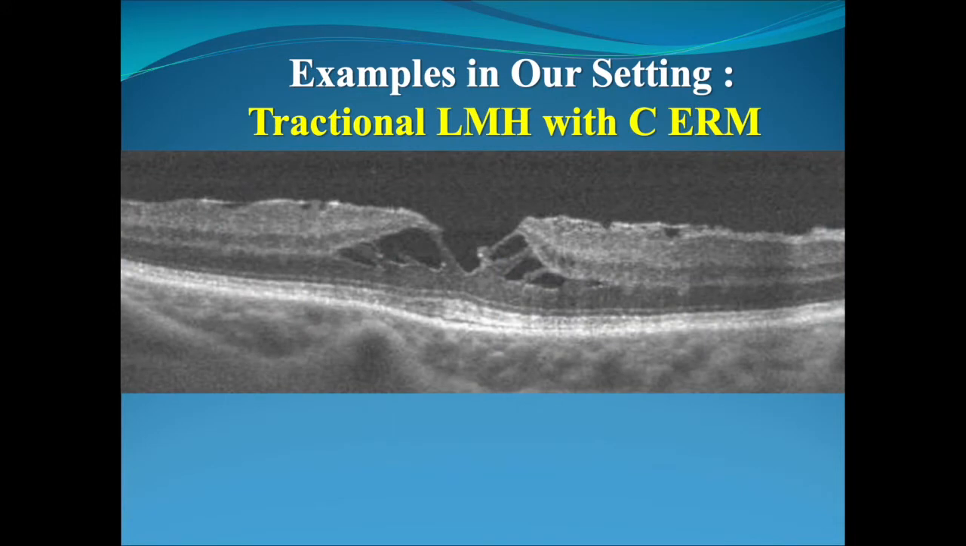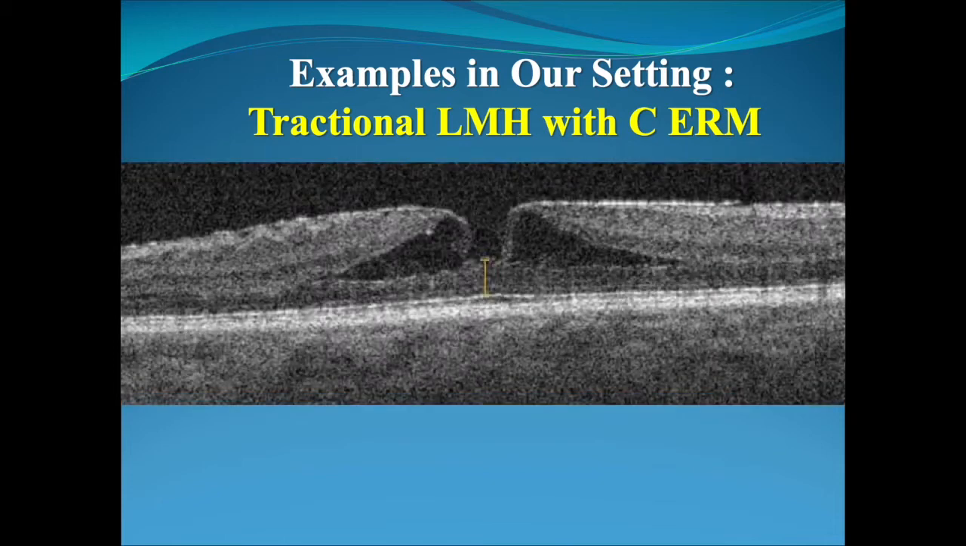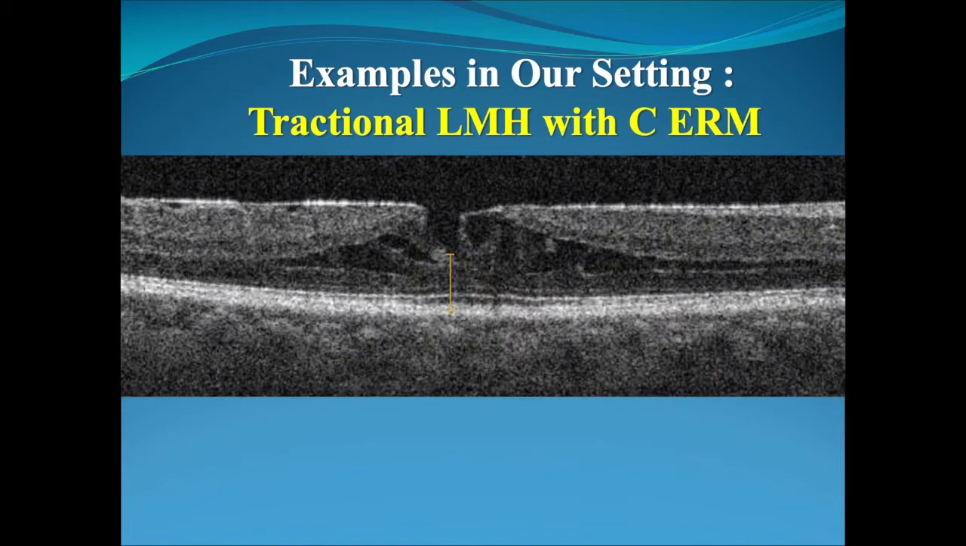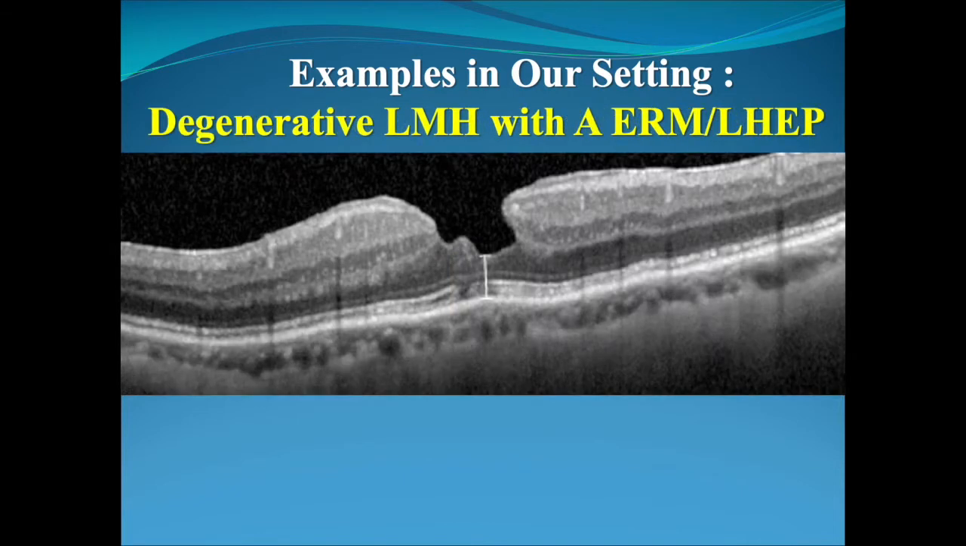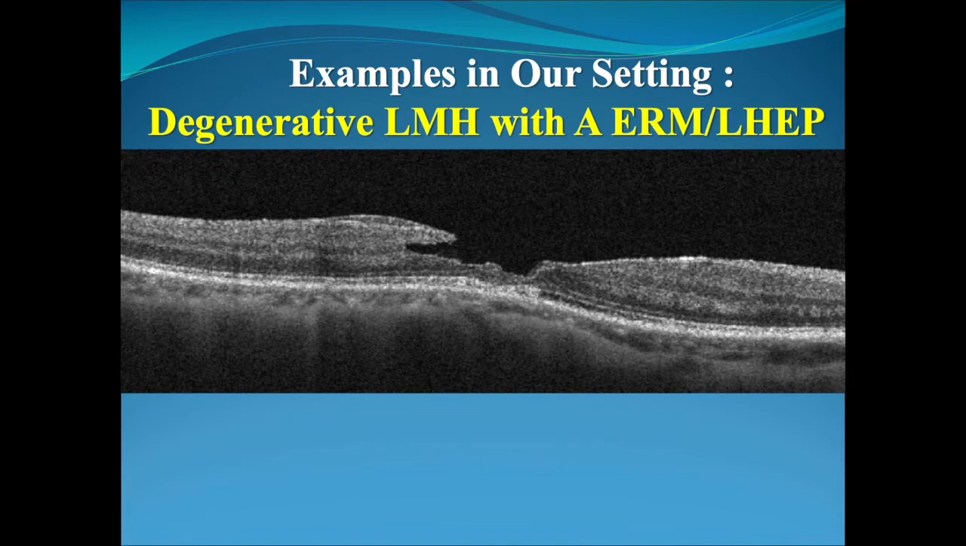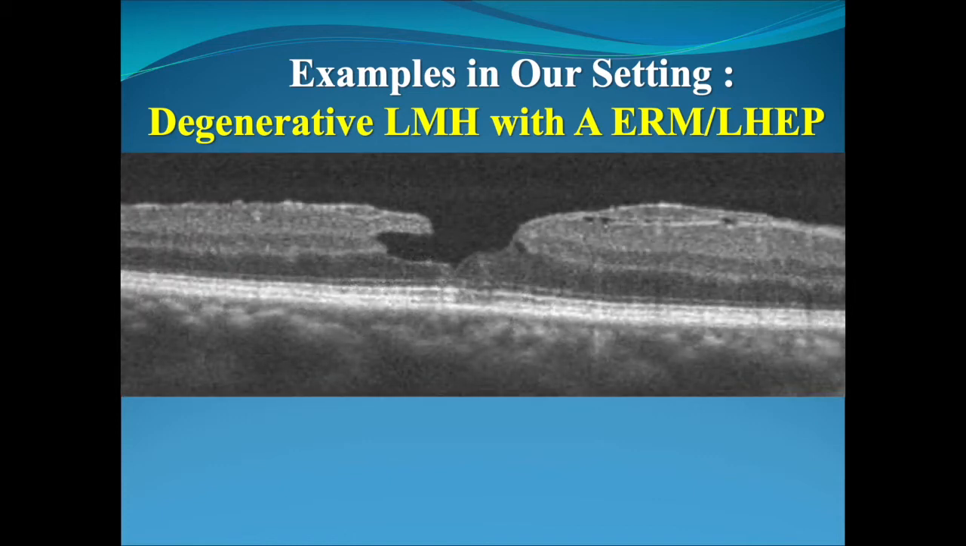Here are a few examples of tractional LMH in our setting showing intraretinal split, thin conventional ERM, and schisis-like cavitation with intact ellipsoid zone. A few examples of degenerative laminar macular holes show thick LHEP with round edged cavitation and disrupted ellipsoid zone and ELM, and sometimes they may have intact ellipsoid zone and ELM as well.